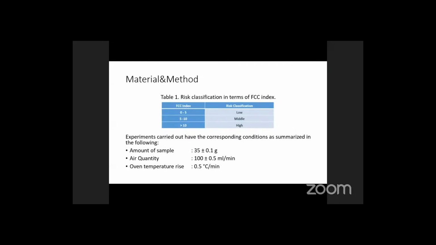If we have an FCC index value between 0 and 5, we have a risk classification of low spontaneous combustion. If we have an FCC index value between 5 and 10, then we have a risk classification of middle. If we have an FCC index value higher than 10, then we have a high possible risk of spontaneous combustion. There is some experimental method information here. We put a 35 gram coal sample, and the air quantity and oven temperature rise.